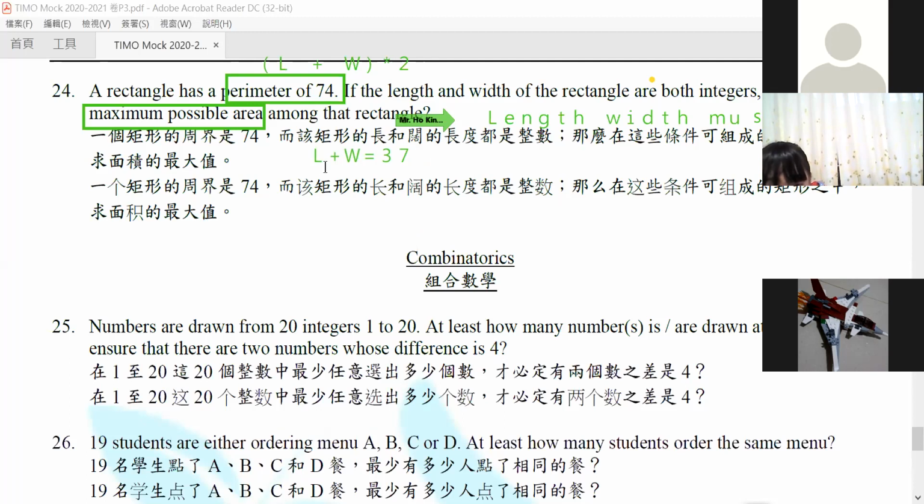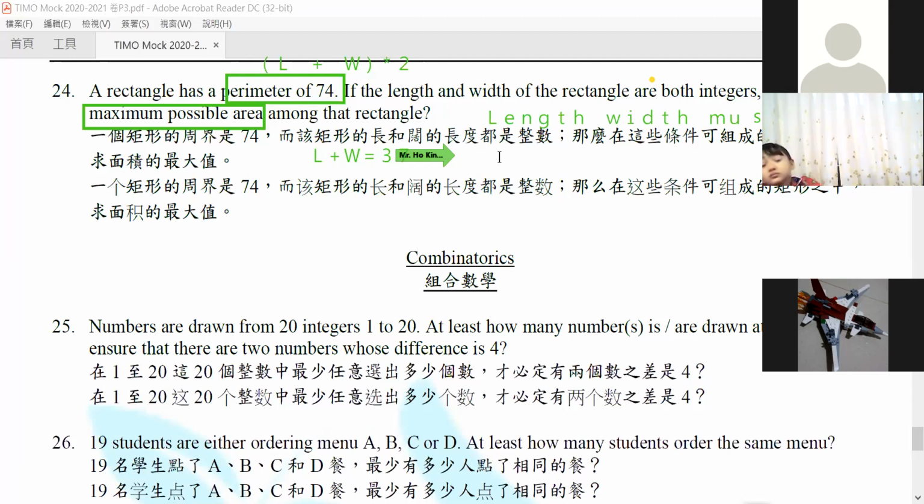Right? Because its perimeter is length plus width times 2. So its length plus width must be 37 if it has the maximum possible area, which means that it must be as close together as possible. So if there are two numbers that are as close together as possible and their sum is 36, they must be about half of it.